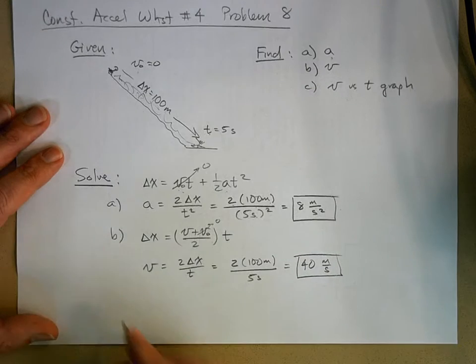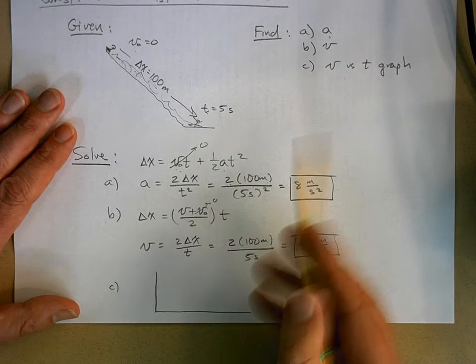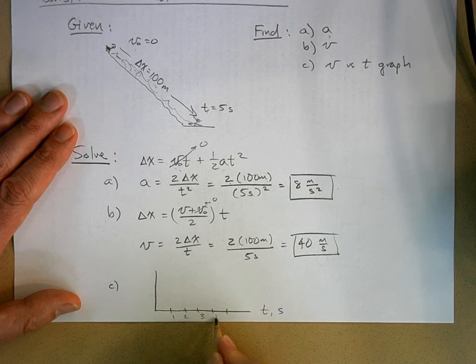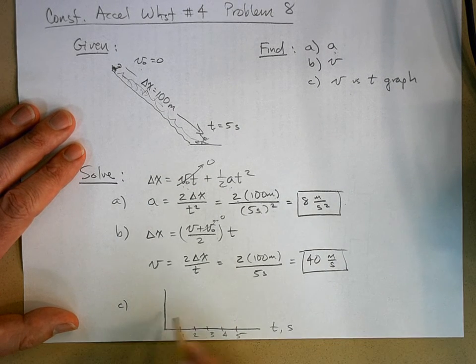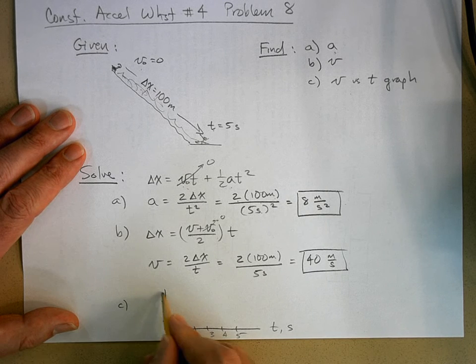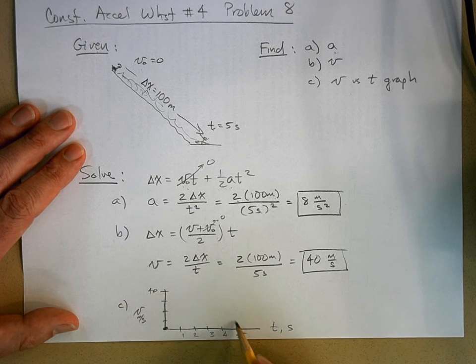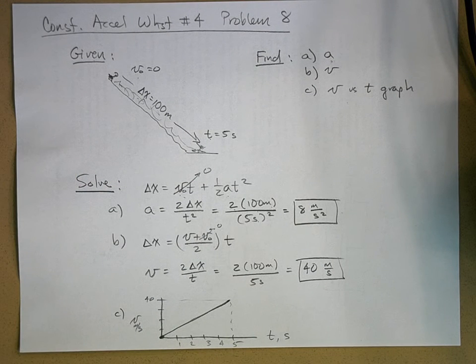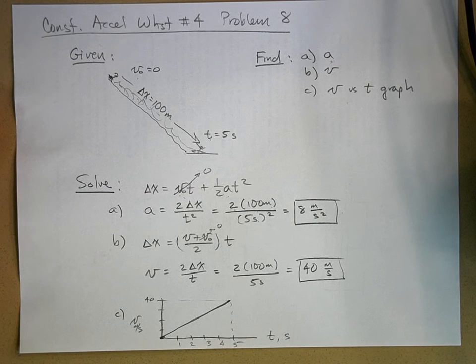And now it's easy to draw the velocity versus time graph. It's a total of 5 seconds. 1, 2, 3, 4, 5. Okay, and the final velocity is 40, so 10, 20, 30, 40. So it starts at 0, and at 5 seconds, it's at 40, so it's just a straight line like that. And that's how you do problem number 8, using given, find, and solve, and the kinematic equations of motion.